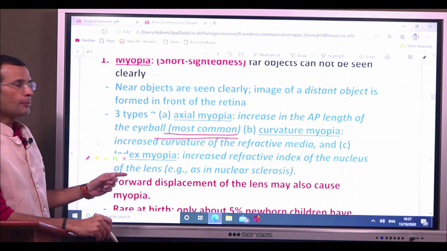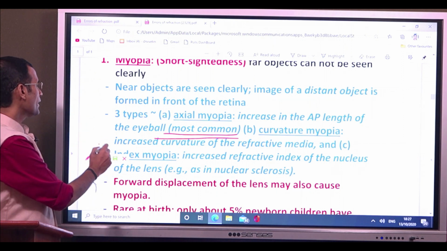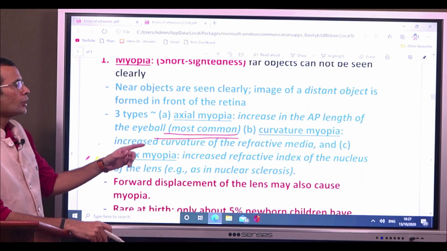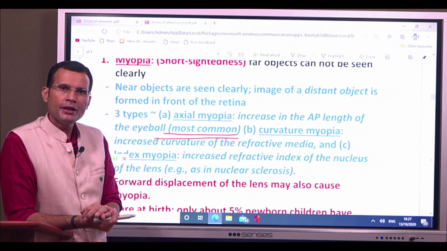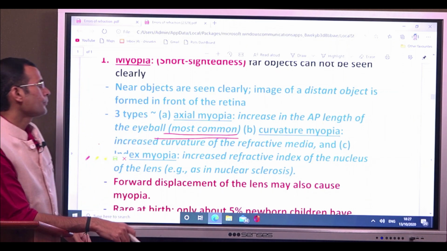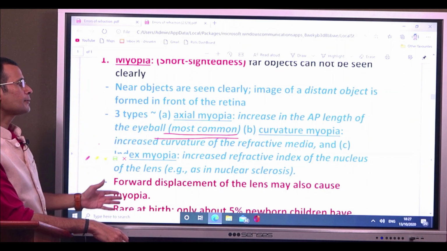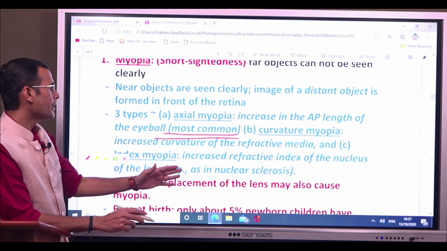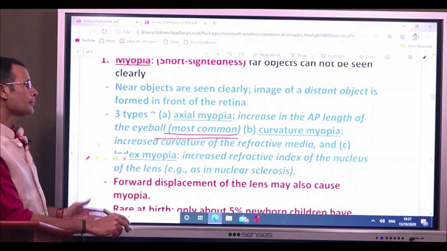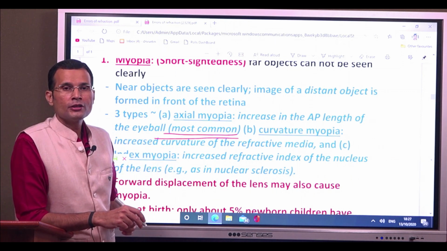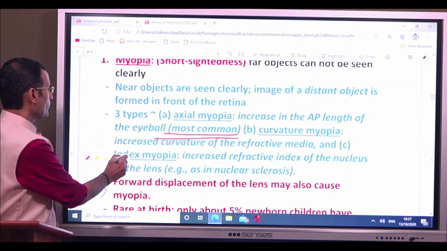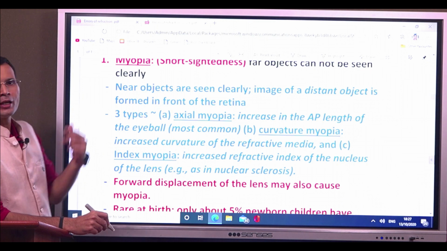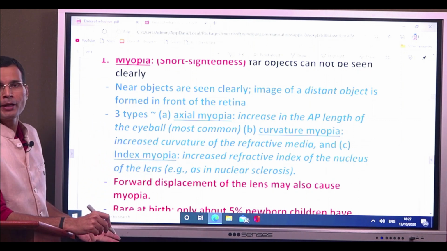Second, curvature myopia. Now in this there is increased curvature of the refractive media, cornea or lens. And the third one, index myopia, increased refractive index of the nucleus of the lens. Example, as occurs in the case of nuclear sclerosis. So these are the three types: axial myopia, curvature myopia and index myopia.